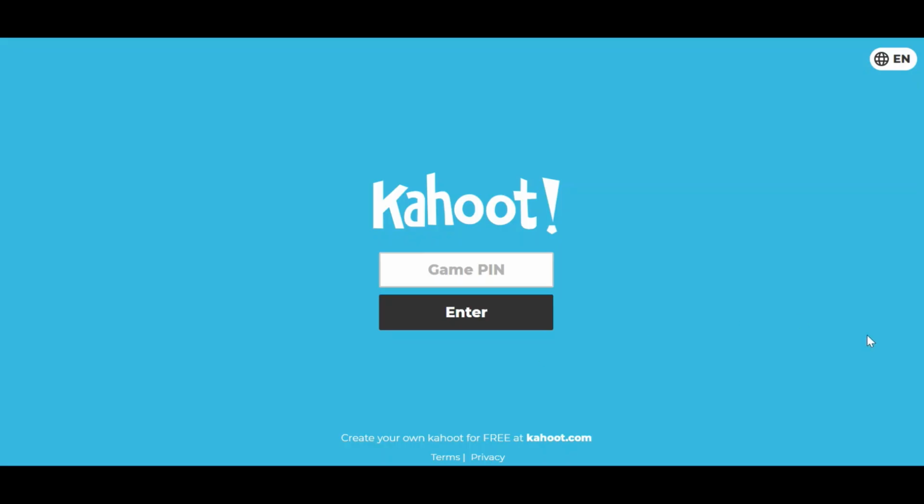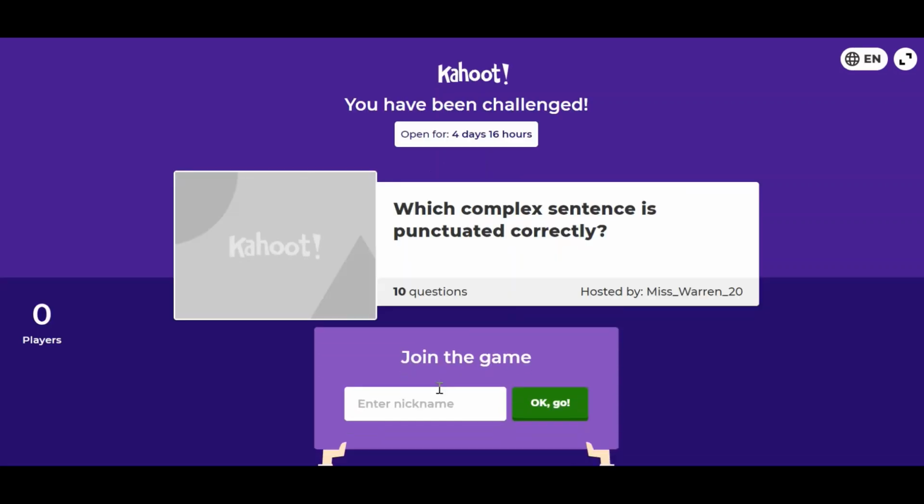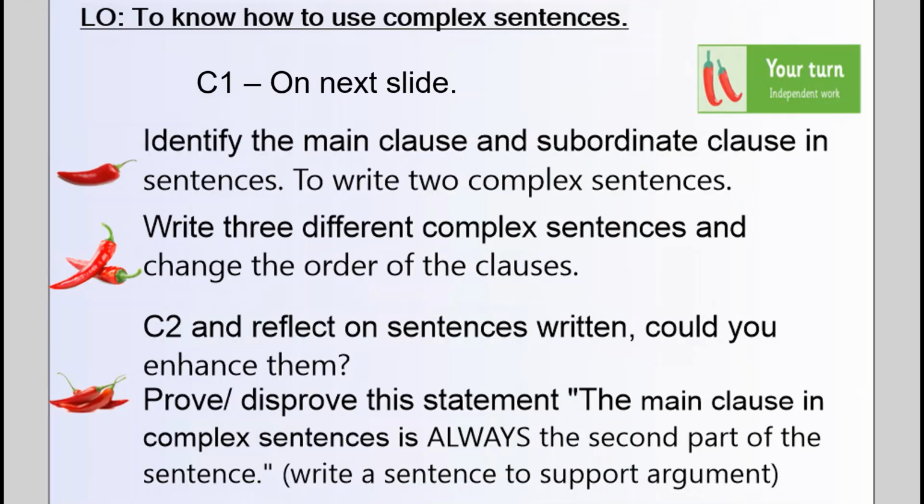So when you go into your web browser, you type in Kahoot, click on the first link, you should come up with this screen here. Then you type in the game pin, which is this, and click enter. It should then take you to this part of the site, which is where you put in your nickname, which I've asked you to put your first name and then your class, and then you would click OK, go, and then you would answer the 10 questions. So like I said, you've got until the 21st of January to complete this. I can't wait to see who's at the top of the leaderboard. There are Dojo points up for grabs.